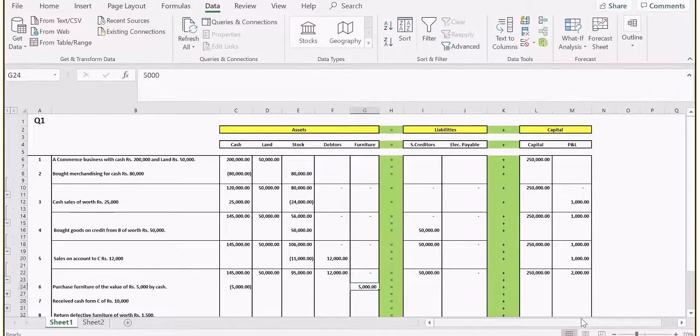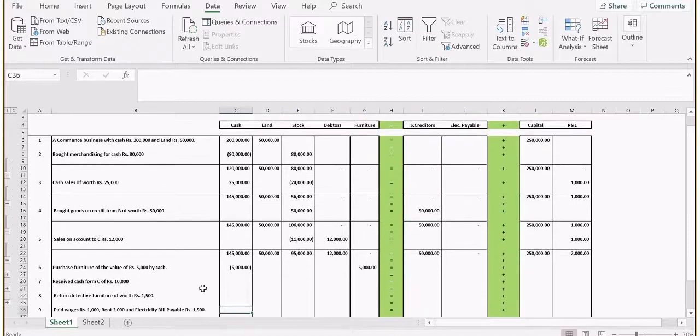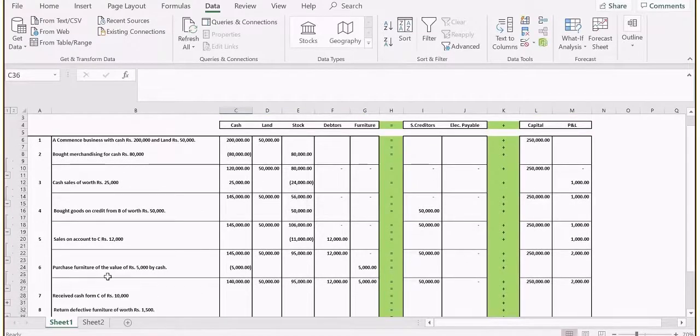So you can see 0 on the asset side, and on the liability side again this is 0, nothing is there on the right hand side. So left hand side equals the right hand side. Now again we need to see what is the cumulative impact after this transaction. 1,40,000 cash, 50,000 land, 95,000 stock, 12,000 debtors, 5,000 furniture, and then on the right hand side 50,000 sundry creditors, 2,50,000 capital, and 2,000 profit till now.